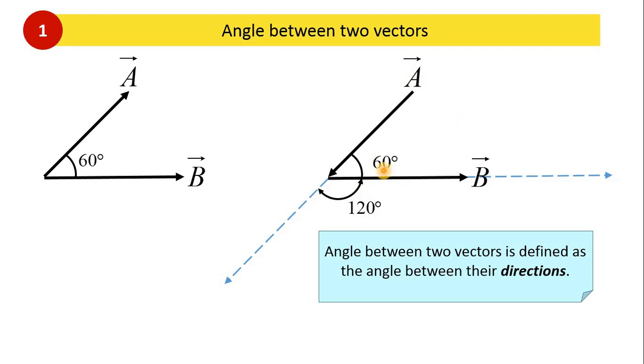60 degrees. So it's very important to understand, because in case of two lines, it is very easy to calculate the angle or see the angle, but when it comes to vectors, the rules are very strict here. So the angle between two vectors is defined as the angle between their directions.